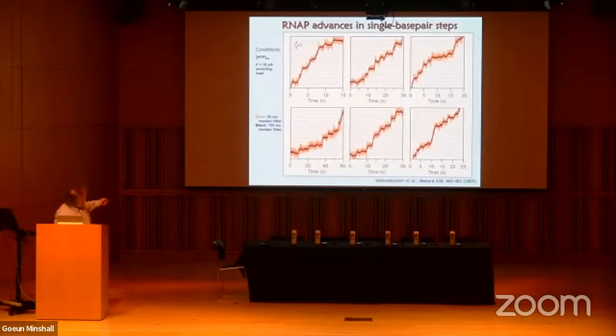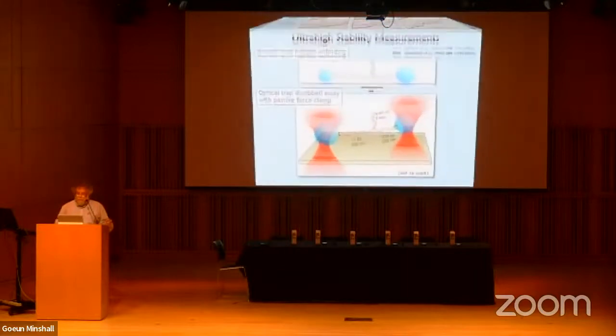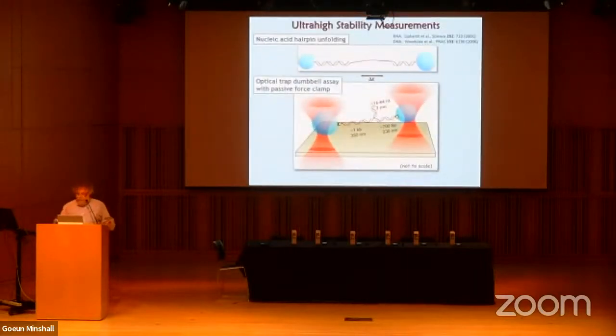Here you see a number of these in the various records as it passes. This is three and a quarter times the diameter of a hydrogen atom. And we're watching this thing move in real time as it goes steppity-steppity along DNA. So if you can do that, there's a lot of things you can do. And one of the things we got into with these ultra high stability measurements was the measuring of folding of nucleic acids, because they fold in purposeful ways to do interesting things.